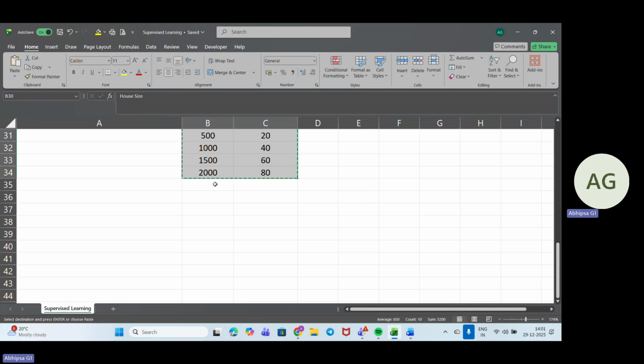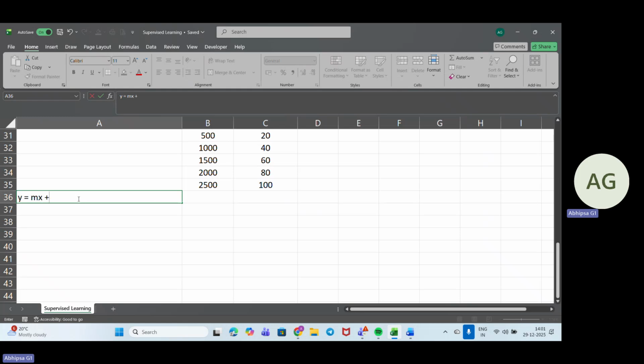Suppose we have added one more, around 2500, and we have taken the value as 100. Now what is our goal here? Our basic goal is y equals mx plus b. We want to find the best fitted straight line for this data set. m, I told you, is the slope, how fast the price is increasing, and b is the intercept, that is the starting price.